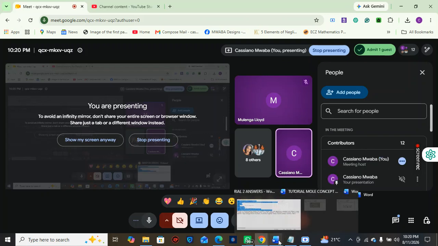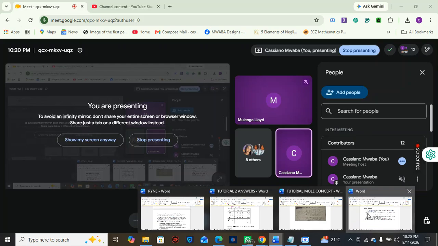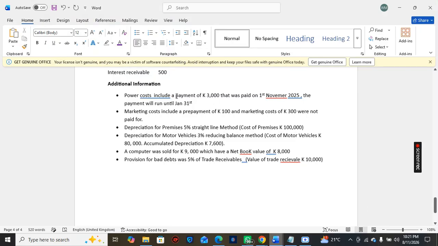power costs include a payment of 3,000 that was paid on 1st November 2025. The payment will run until January 31st, 2026. So, according to the matching concept, the matching concept says record expenses and revenues for the same period.